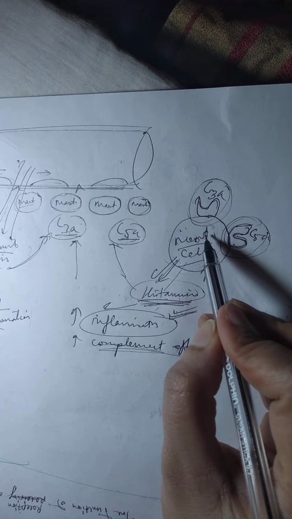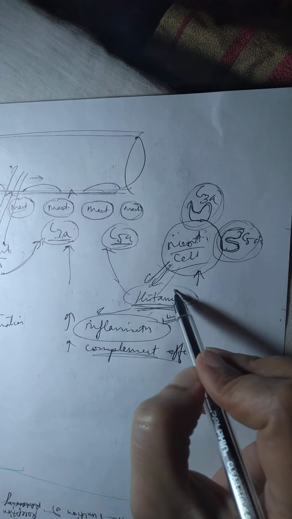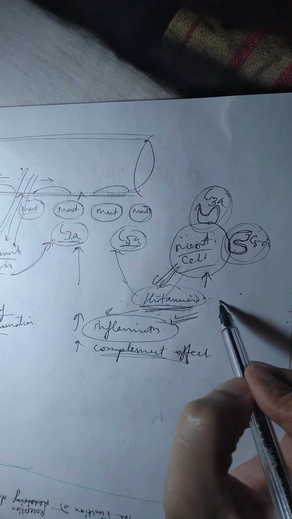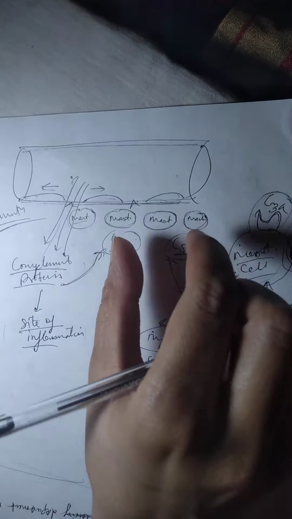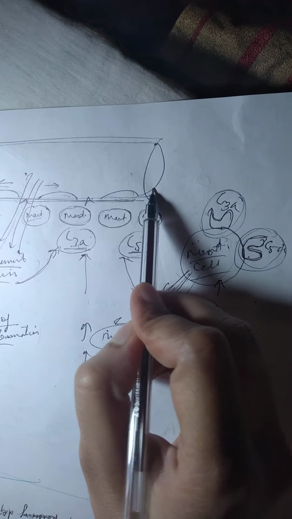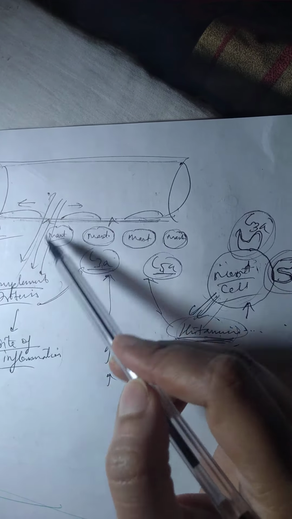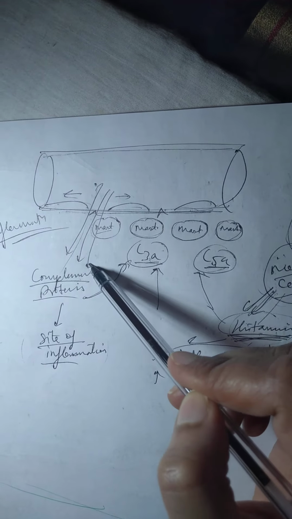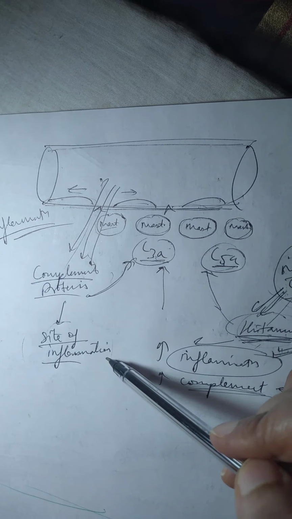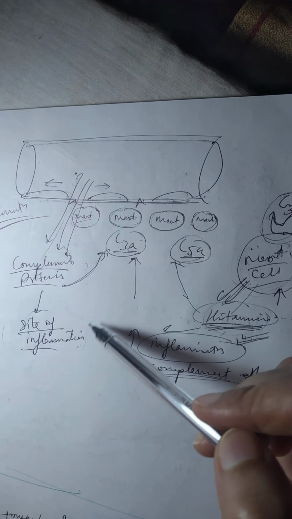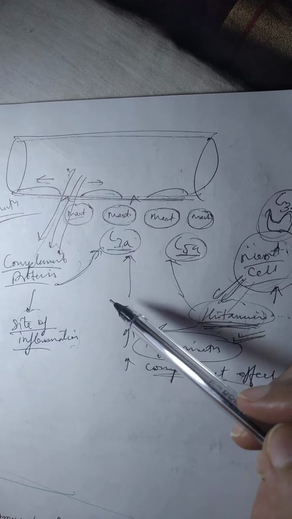Now these mast cells will be activated and they will start secreting more histamine, which will cause what? Which will cause more gap creation between the endothelial cells. And these gaps, if widened, will pull out more complement proteins to the site of inflammation. So this will even more increase the effect of the complement system.